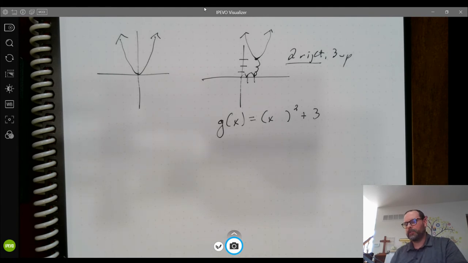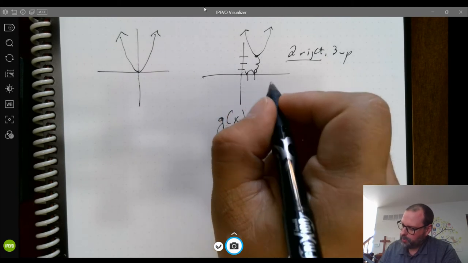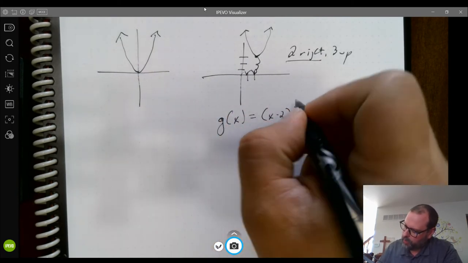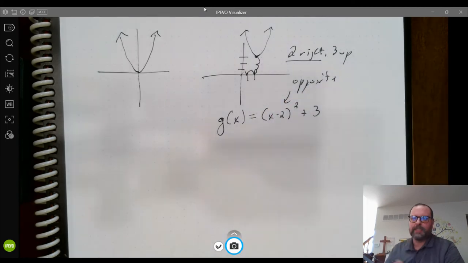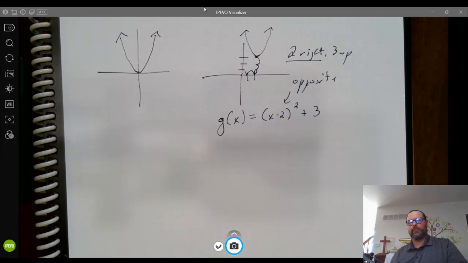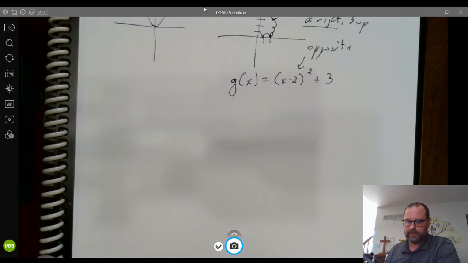So right 2, we would think 2 is a plus 2, but no. Remember, anything in those parentheses, that horizontal shift, we're actually going to write the opposite of what we see. So instead of writing x plus 2, it'd be x minus 2 squared and then plus 3.